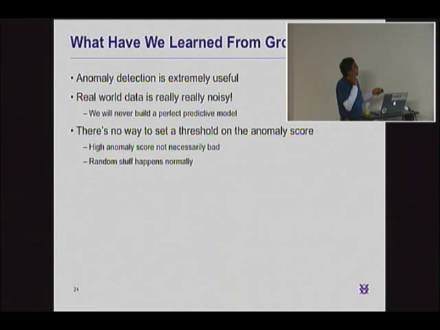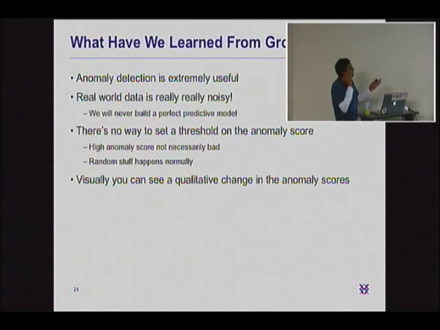So one of the things we learned is that you can't actually set a threshold on the anomaly score. And I think you saw that in some of the other examples. You can't just say, oh, if an anomaly score is 0.8 or higher, then raise an alarm, because that would raise too many false positives. High anomaly score is not always bad. A lot of times just random stuff happens normally, and if you can't predict it, it's going to be a high anomaly score. So what do we do at that point?